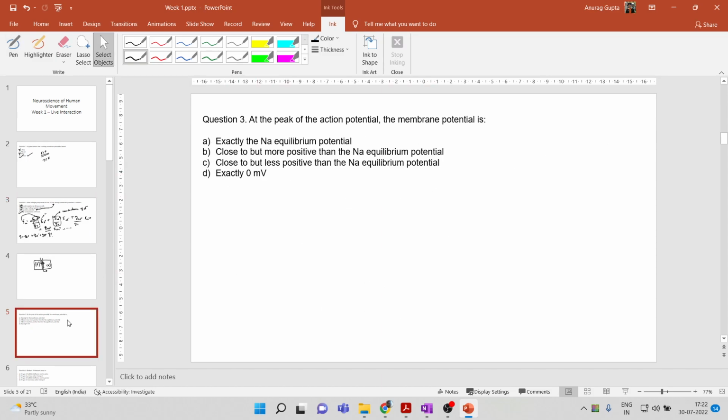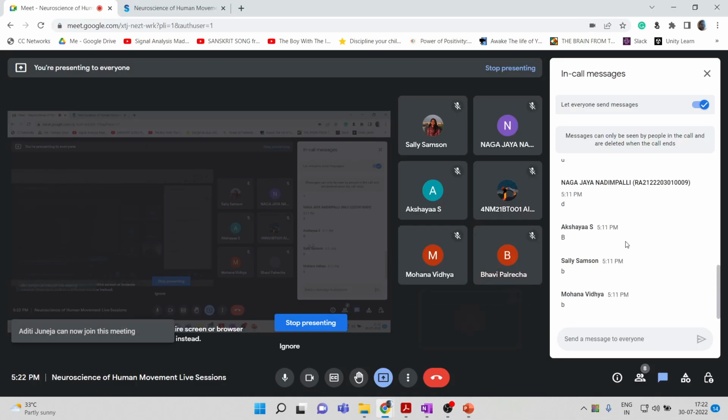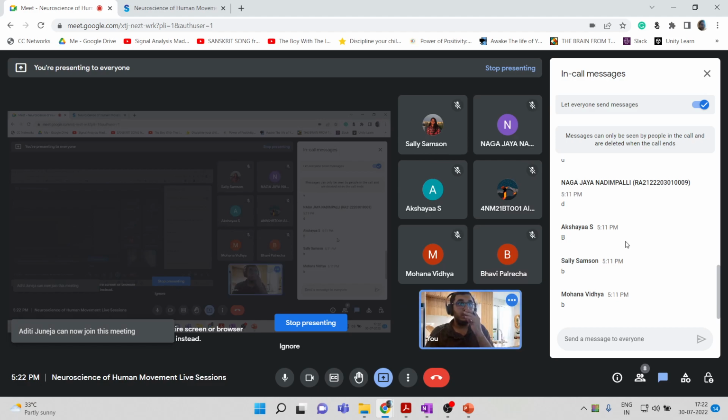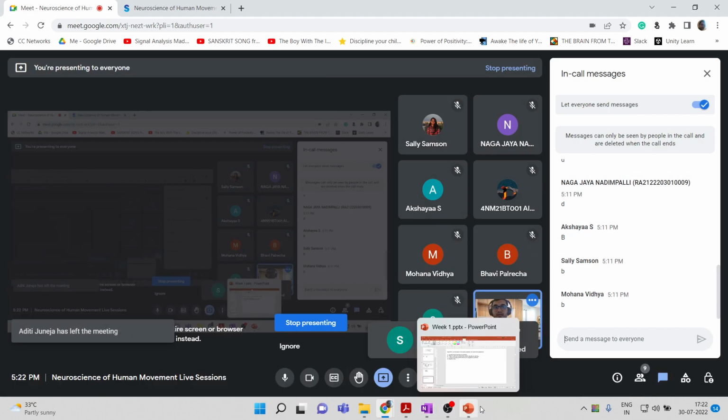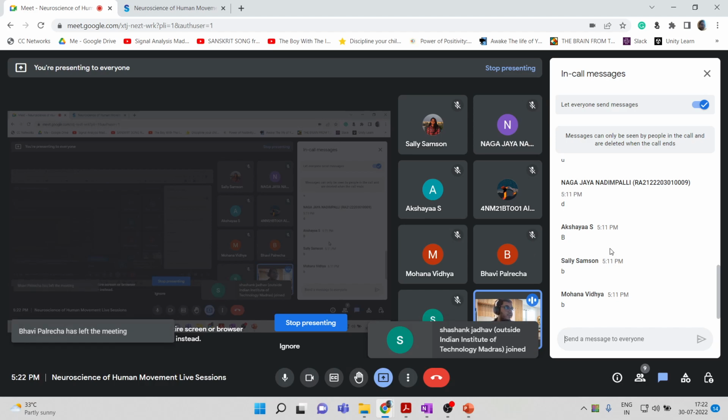So before going on to the next question, if you guys have any questions related to this MCQ, you can ask me. It is saying around 55 for sodium. Okay, 55 for sodium. But we are looking for potassium, right? The Nernst potential for potassium.